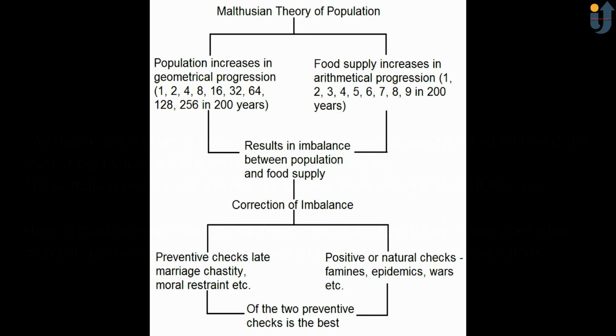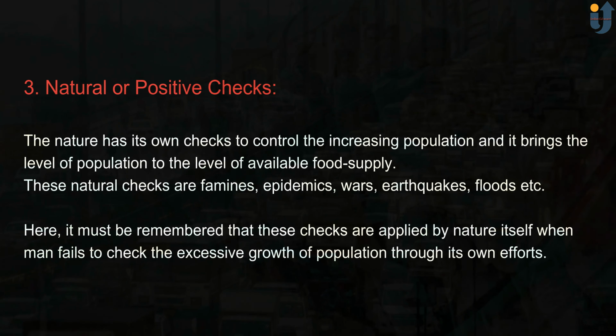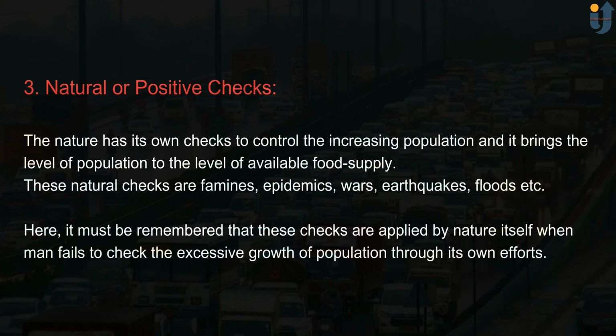The third point is natural or positive checks. Nature has its own checks to control the increasing population, and it brings the level of population to the level of available food supply. These natural checks are famines, epidemics, wars, earthquakes, floods, etc. It must be remembered that these checks are applied by nature itself when man fails to check the excessive growth of population through its own efforts.